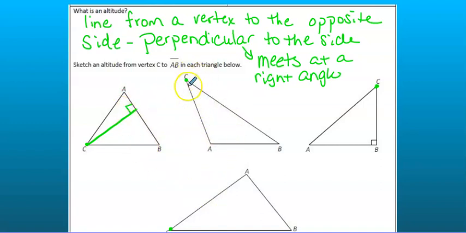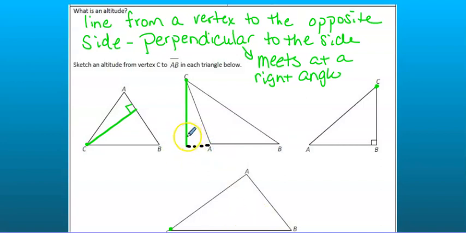Now, this one right here is a little bit trickier because to go from C, let me get my line tool. To go from C to side AB, obviously none of this is a right angle. The altitude from C actually is out here. And it kind of stopped at the right angle. So what I do is I just kind of imagine that this side extends, and I would just draw like a dotted line there.